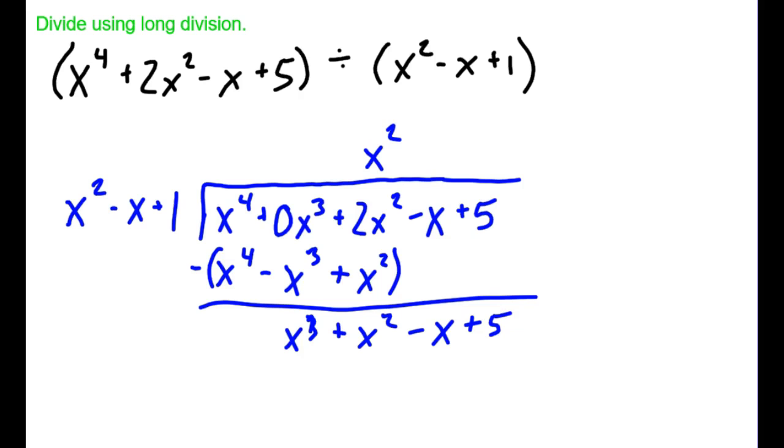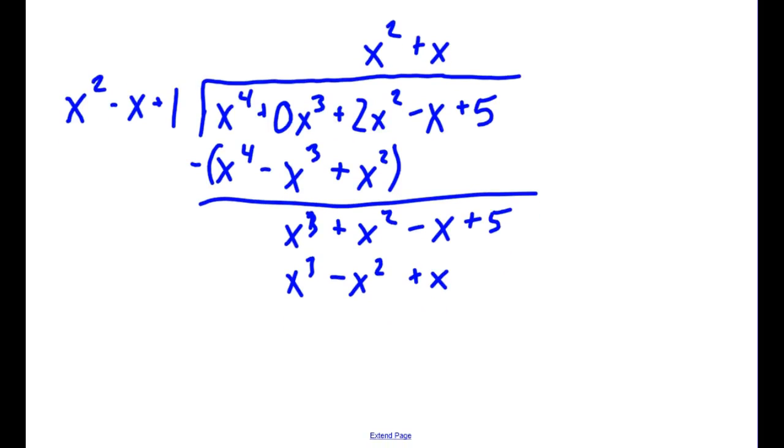Next, we have to repeat that process. I'm looking at my x squared in my divisor. What do I have to multiply this by to get x cubed? Well, I have to multiply x squared by x to get x cubed. So I write that up top. X times x squared is x cubed. X times negative x is minus x squared. And then x times 1 is positive x. Again, I'm going to put parentheses around here because I'm subtracting this whole quantity.